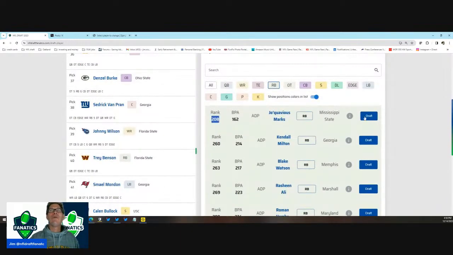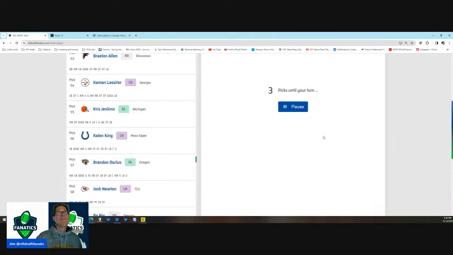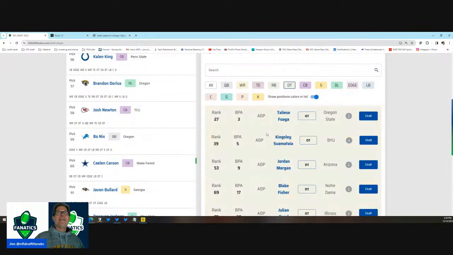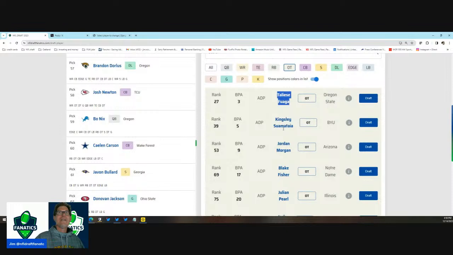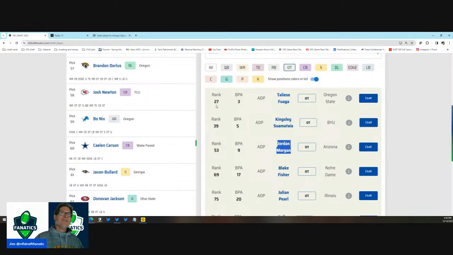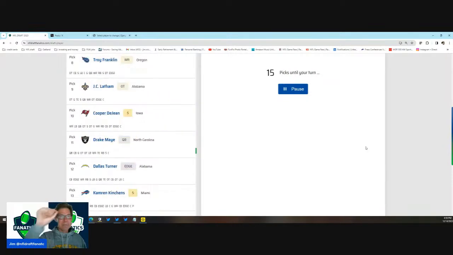Marks is 208. He's probably going in round 4 or maybe 5. Okay, so I've picked Marks and then need to work on my offensive line. So Fuaga, he's already pretty high on the card. Jordan Morgan. So because these two players are already high. Ironically, Morgan is actually pretty high too. But by me picking him in the second round, he's going to move higher than 53.